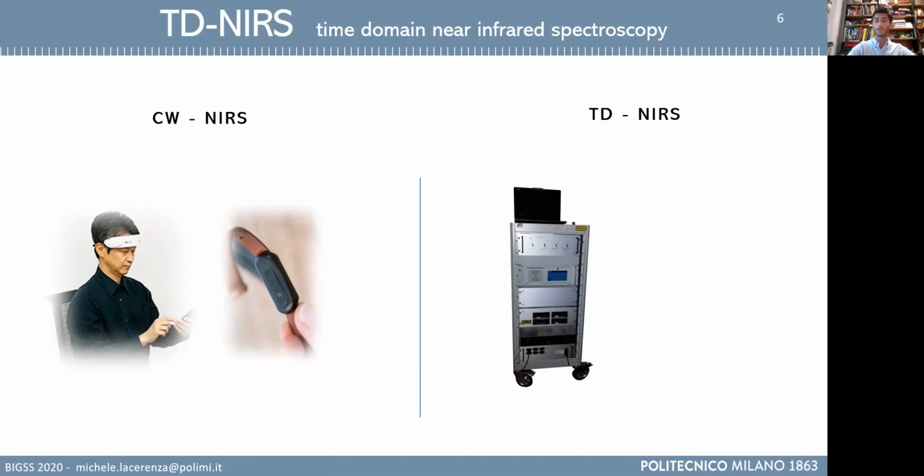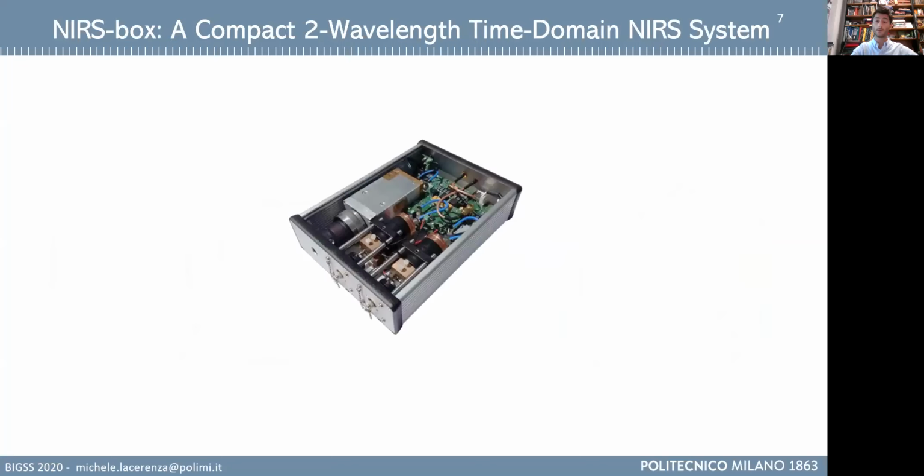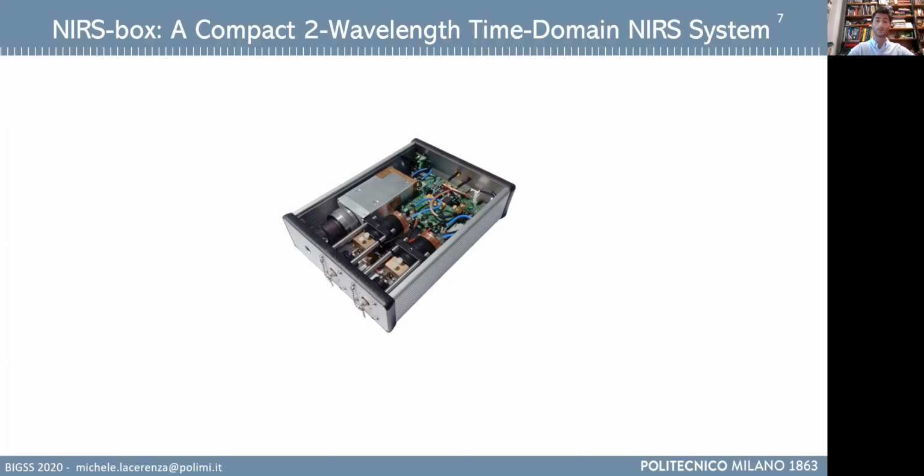I would say in time domain NIRS systems are very bulky nowadays, comparable to big fridges. So people usually don't wear them, but they lie on them during the measurements or at the hospitals. So what we came up with is the NIRS box at Politecnico di Milano. We developed this system in collaboration with the electronic department, making all the components smaller and shrinking all the dimensions.